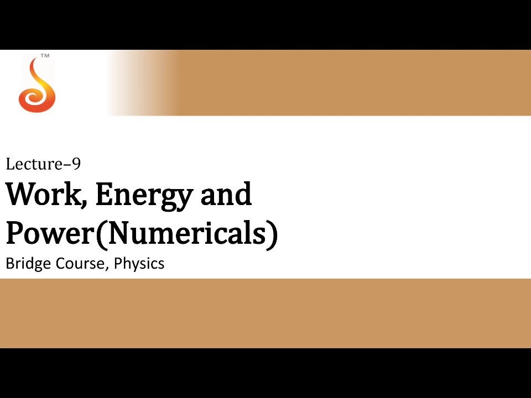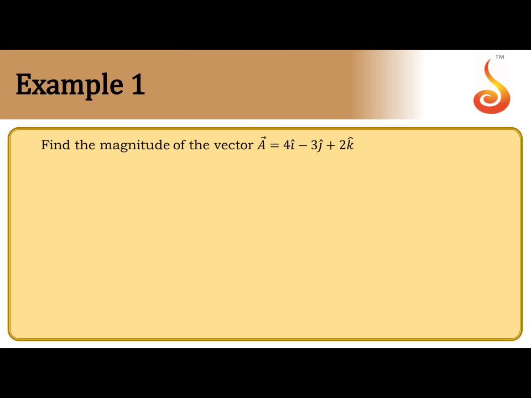We all know that work done is the dot product of force and displacement. Force and displacement are both vectors. How to find the work done when they both are given in the vector form? So here I have a vector A which is equal to 4i cap minus 3j cap plus 2k cap. I am supposed to find the magnitude of this vector.